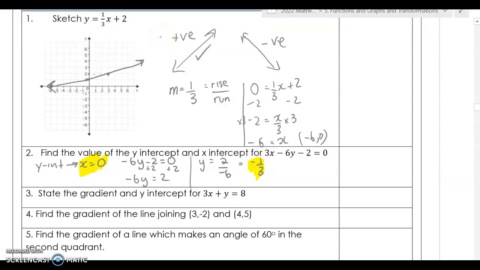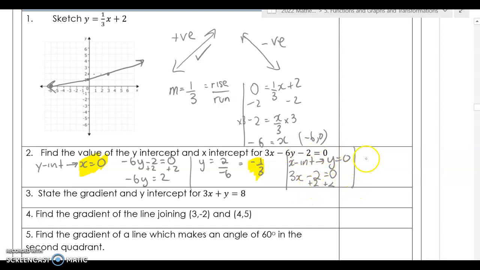The x-intercept happens when y equals 0. So we'll just put that in there. We'll try and squish it in. So we'll get 3x minus 6 times 0, which is 0. So I'm going to miss that middle term there because it's got a 0 now. And I've got minus 2 still, equal to 0. Let's rearrange it. We'll add 2 and add 2.